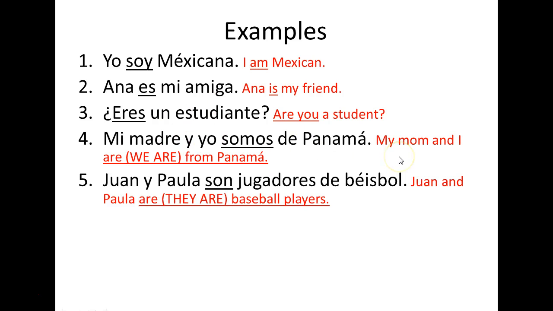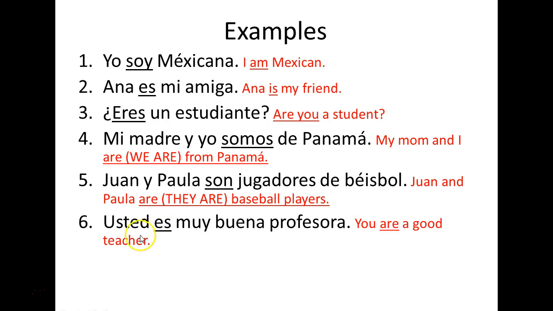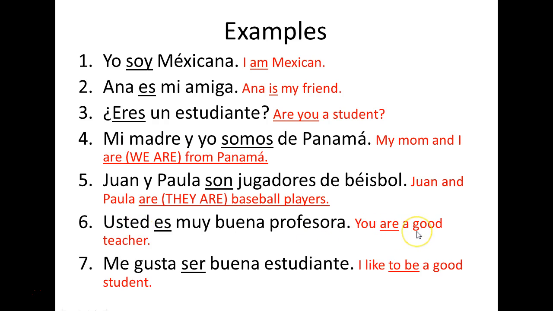Okay, let's keep going. Juan y Paula son jugadores de béisbol. So Juan and Paula are. And this is the are that I'm using because I would substitute Juan and Paula for they. Usted es. This still translates into you are. You are a good teacher. And then lastly, me gusta ser buena estudiante. Remember, ser means to be. So I can still use ser in sentences. I like to be a good student.